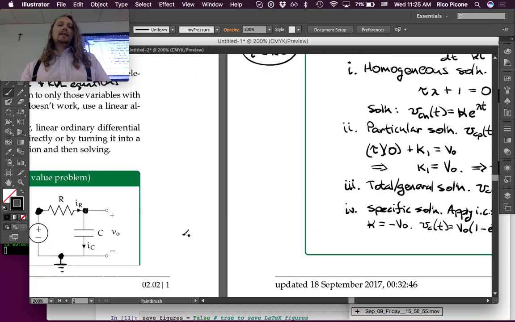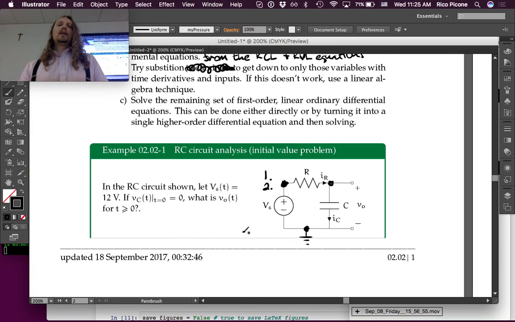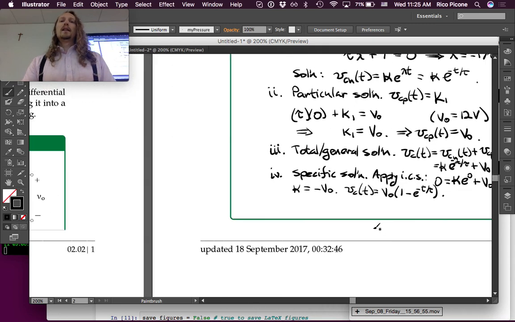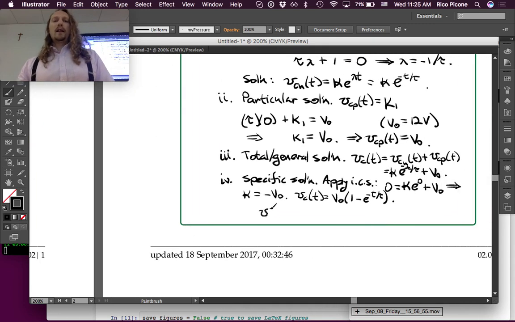However, I did not ask for the voltage across the capacitor explicitly. I asked for the voltage out, which is the same, right? But we should say explicitly that our V out is equal to VC of t, which is solved for us. We don't need to rewrite it.